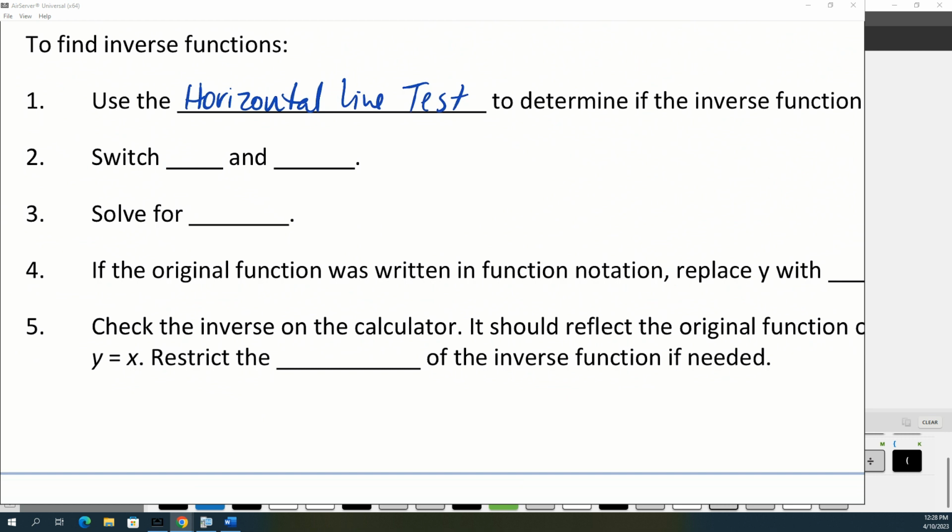For step 2, you're going to switch x and y. That's an easy step. Step 3 is going to be the most complicated of all the steps, and it is to solve for y. Sometimes solving for y is just adding and dividing or subtracting and multiplying, but sometimes you have to do roots, and sometimes you have to raise to a power. So step 3 is definitely the most challenging step.